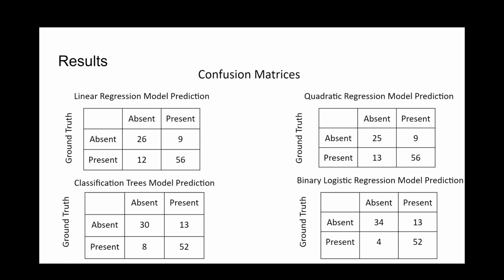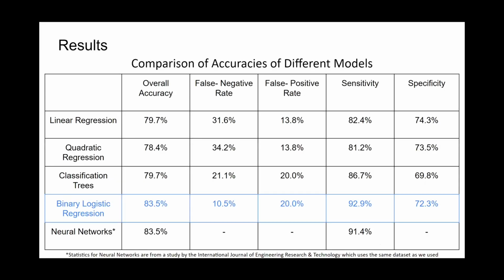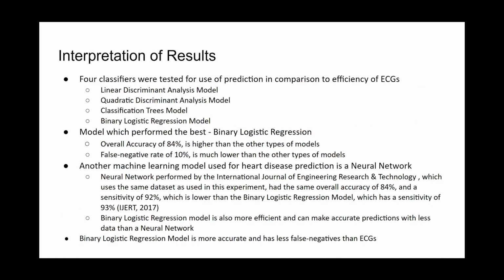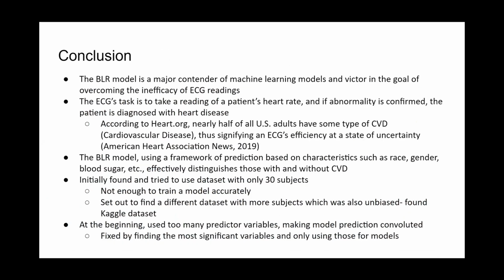A linear regression model makes predictions using a line with optimal parameters, and a quadratic regression model does the same but with a quadratic. Here are the side-by-side comparisons of each model. The neural networks model was created by the International Journal of Engineering Research Technology using the same dataset as ours. Our BLR had a greater overall accuracy and much lower false negative rate compared to the other models. In comparison to the neural networks model, our model had the same overall accuracy, but a better sensitivity, which is the percent of true positives out of all positives predicted by our model. In addition, a BLR is more efficient in terms of time and memory than neural networks. Thus, it is apparent that the BLR model is the most accurate and efficient model in overcoming ECG inefficacy.